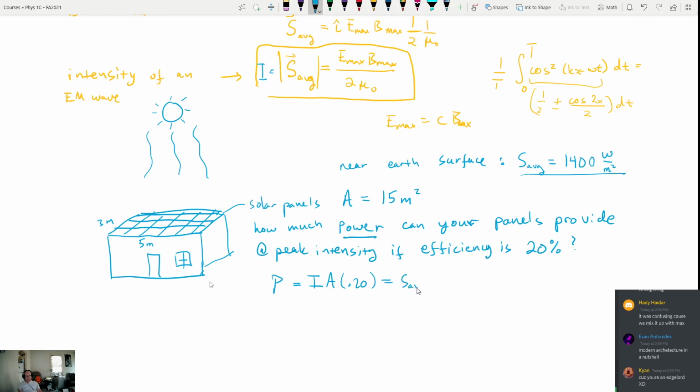So we're going to have S average times the area of your house, or the roof of your house, and then multiplied by 0.20. So we're going to get 1400 watts per meter squared times the area of your house, which is 15 meters squared. I don't know if that's a big area or not. 5 meters by 3 meters doesn't sound like a big house. Should probably use bigger numbers. That's okay. And then times 0.2 equals.